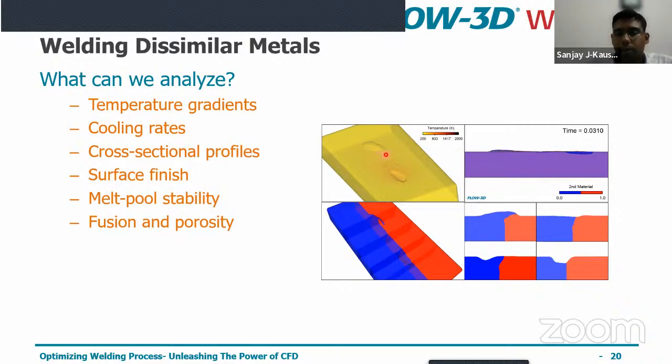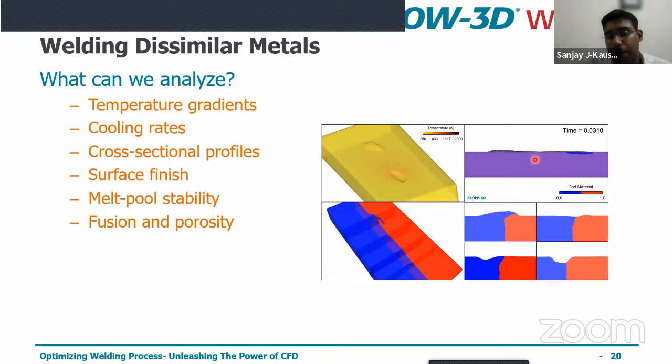And also cross-sectional profiles. This is one of the main advantages of CFD. You can add 2D planes. You can see these are actually 2D planes, and we can see how they are formed and how metal 1 and metal 2 are fused together. And we can see the surface finish of the melt pool, meaning the surface finish of the joint.